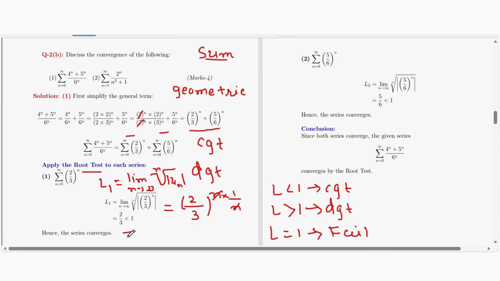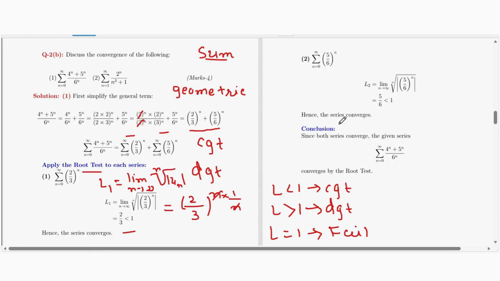Now here, 2 by 3, what is the limiting value? 2 by 3, and 2 by 3 is less than 1. So from this what do we conclude? The given series converges. So this first series converges. Let's find the convergence of the second series.